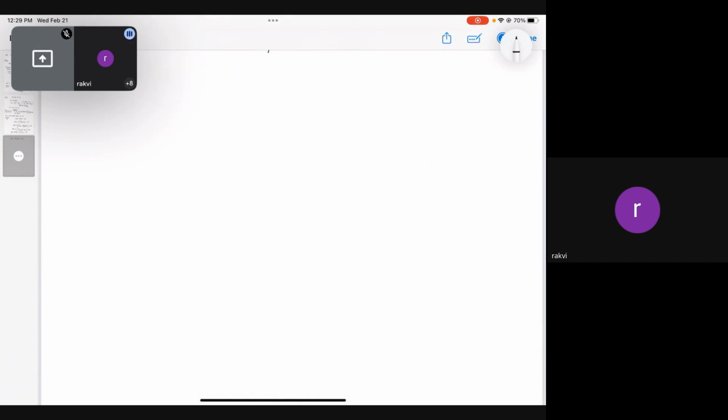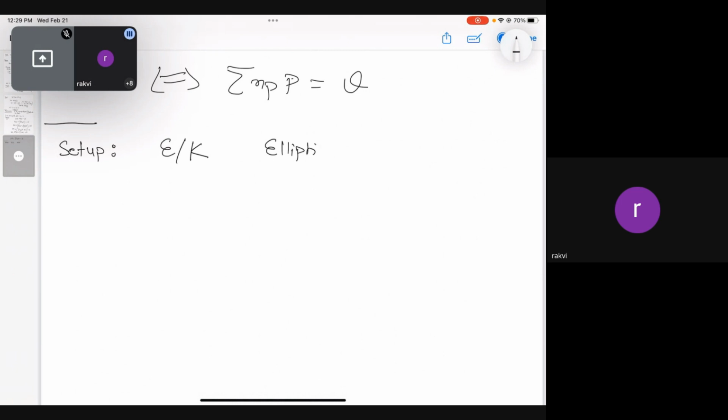So with this observation, let's try to define our Weil pairing. It's a slightly involved construction, so I'll do it slowly and go step by step. So again, just to set things up, this is my setup. E is an elliptic curve over K. Just shorthand: what I mean is it's an elliptic curve defined over K.